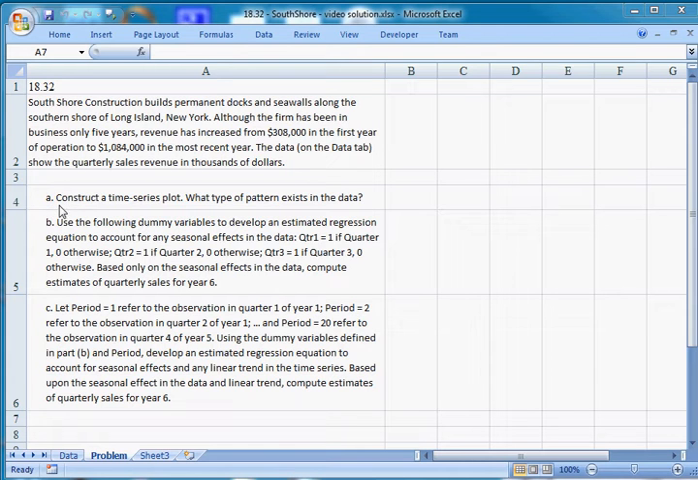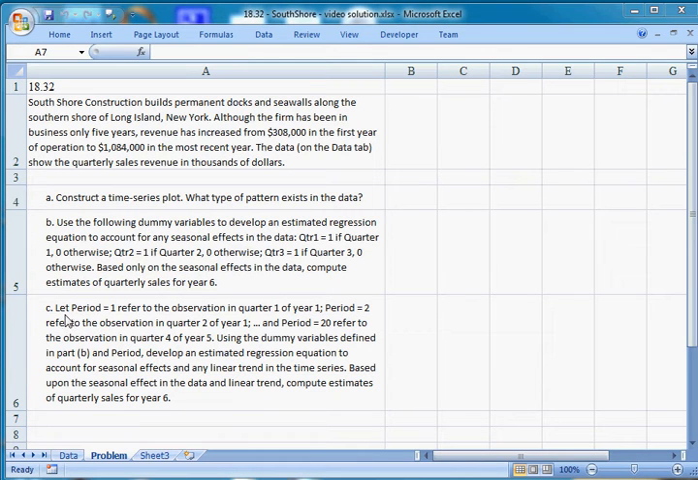Part A is asking us to construct a time series plot. What type of pattern exists in the data? So we'll do that first. Next, we will use the following dummy variables to develop an estimated regression equation to account for any seasonal effects in the data. And then it's going to define dummies for the first 3 quarters. Based only on the seasonal effect, compute estimates of quarterly sales for year 6.